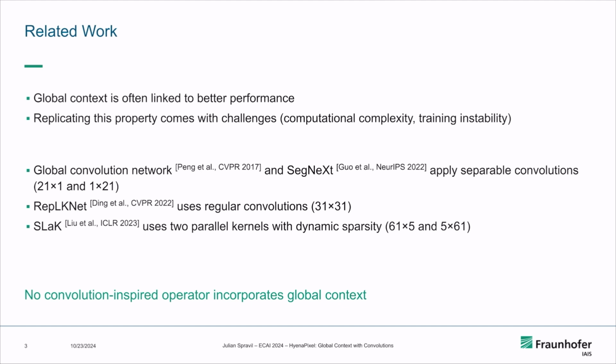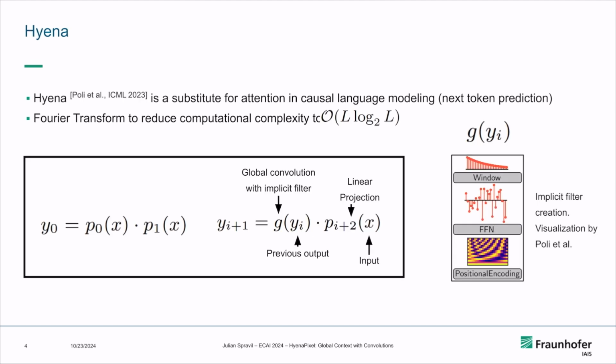Another solution can be Hyena, proposed by Poli et al. This was proposed as a substitute for attention for causal language modeling or next token prediction. It uses a Fourier transform to accelerate its internal global convolutions and thus achieves subquadratic complexity in the number of tokens. So how does it work?